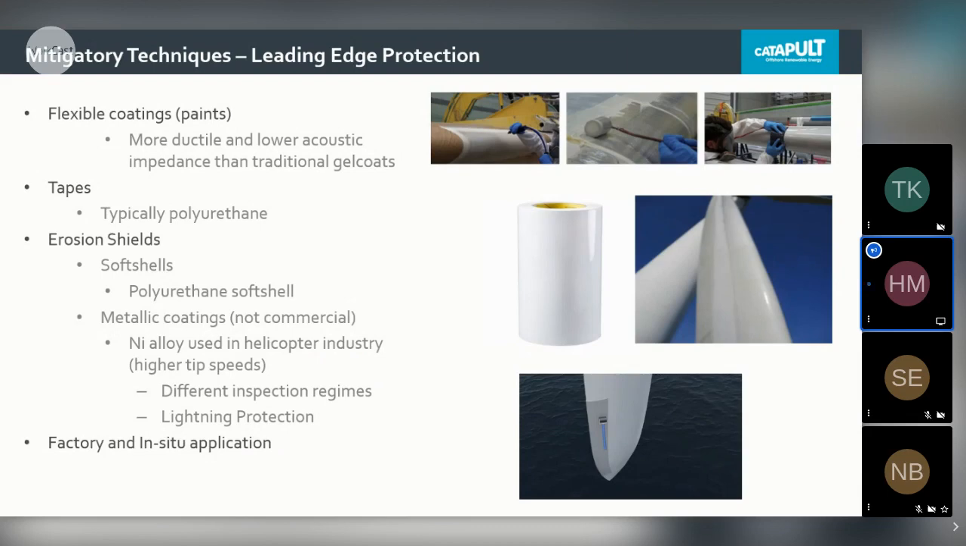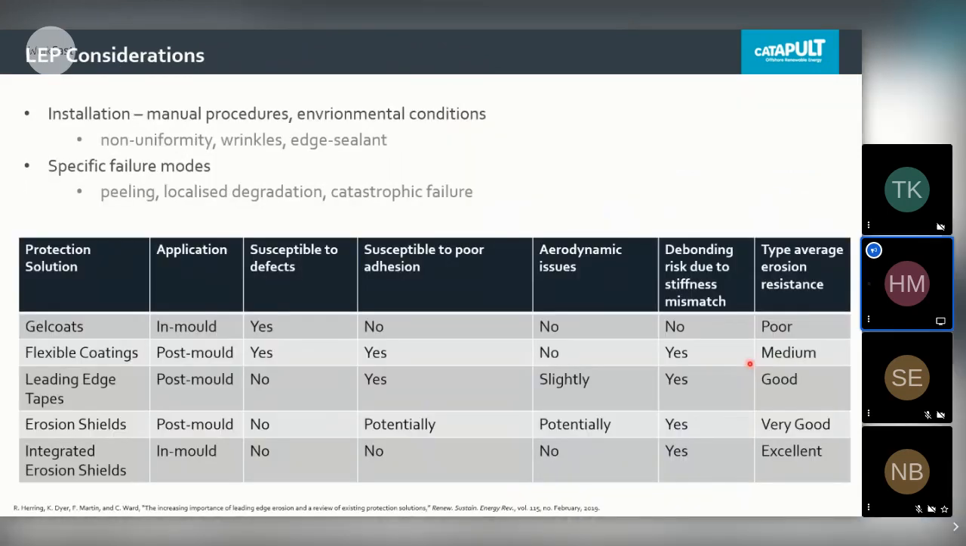There are other considerations for paints, which could potentially be affected by humidity and temperature when applying them in the field as well. Okay, and some further considerations in addition. This table is from a journal paper by my colleague Robbie Herring, who looked at an overview of the different protection solutions available, and some considerations are listed in the table. Mainly consideration in terms of laboratory experiments, and there'll be other factors that aren't taken into account here, such as how a human technician is able to manually install this, and what kind of environmental conditions he is installing this leading edge protection in.